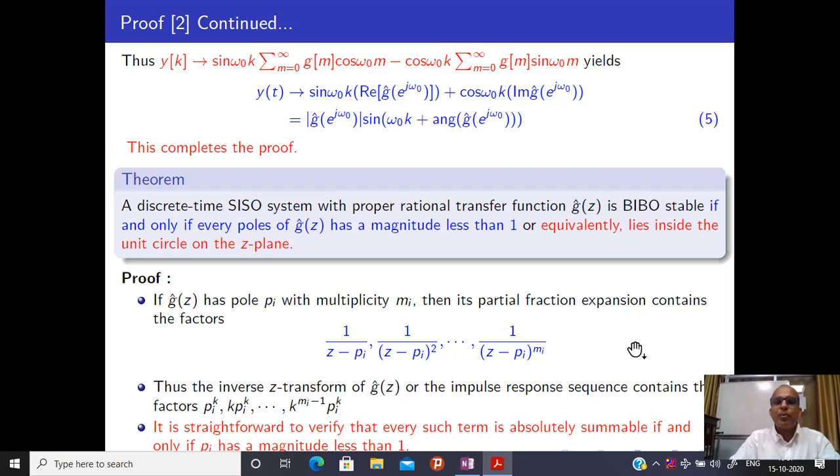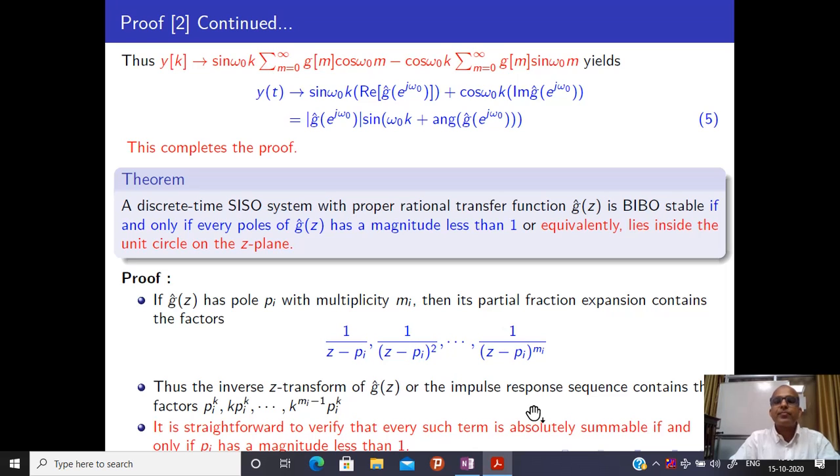So suppose the pole has multiplicity mi, then again this kind of term up to mi comes into the picture, and if you take the inverse of this, then this kind of term comes into the picture. So pi power k comes into the picture, and what you have to show is that this should be absolutely summable, and in order to do that, you have to make sure that the pi value should not be greater than 1. If that is greater than 1, then you are not able to prove that it is absolutely summable. So in this way, whenever we have a discrete time system, by seeing the transfer function, one can talk about the stability.